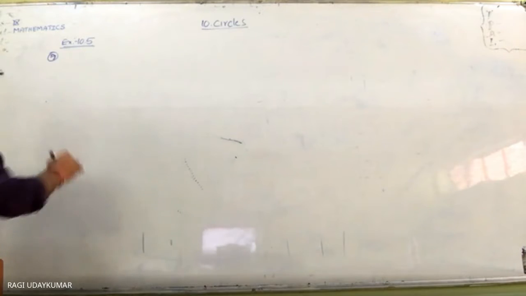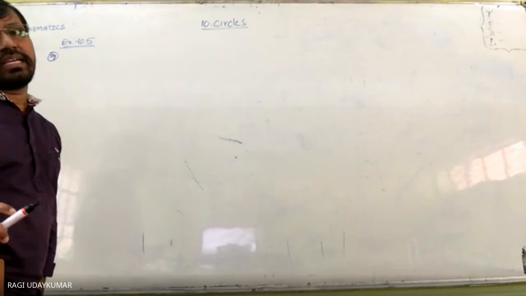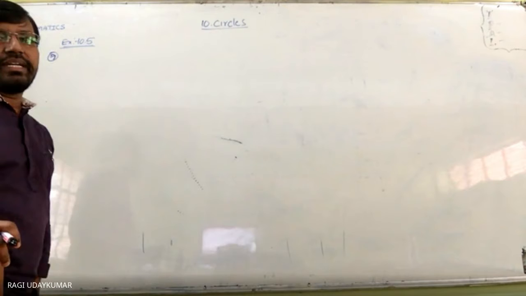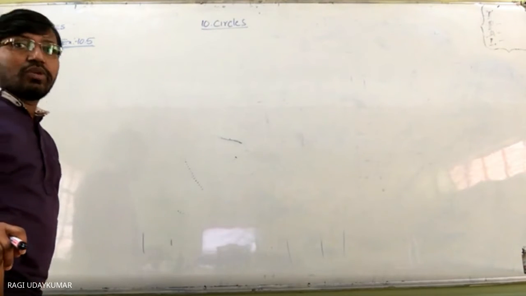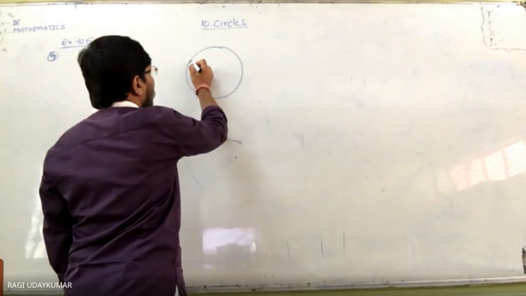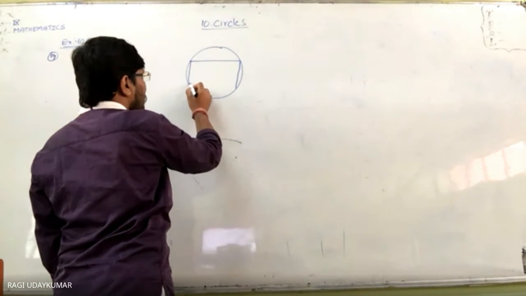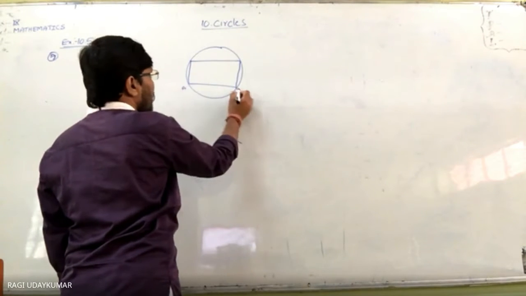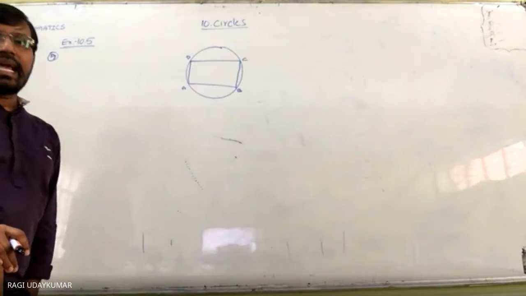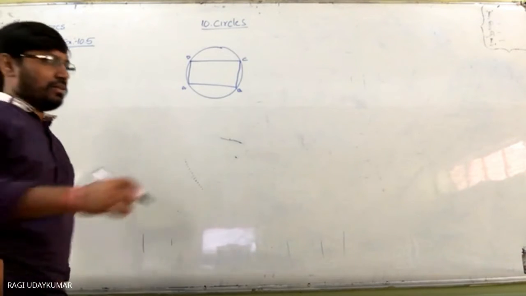Question number 7 here. If the diagonals of the cyclic quadrilateral are the diameters of the circle through the vertices of the quadrilateral, prove that it is a rectangle. Diagonals of the cyclic quadrilateral. Like this cyclic quadrilateral is taken, and as it is asking you to prove the rectangle, let us take the A, B, C, D.